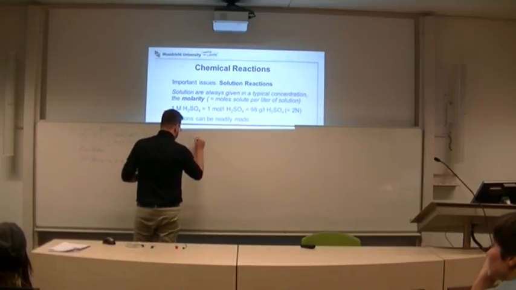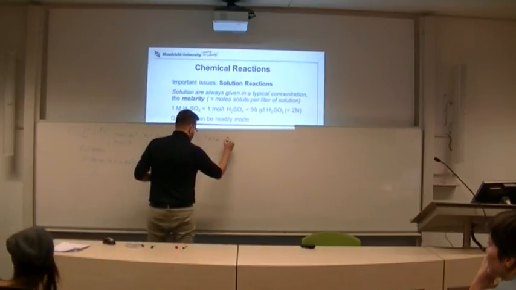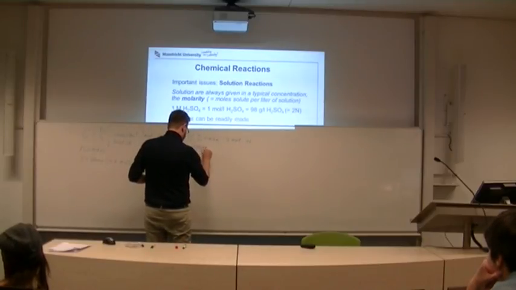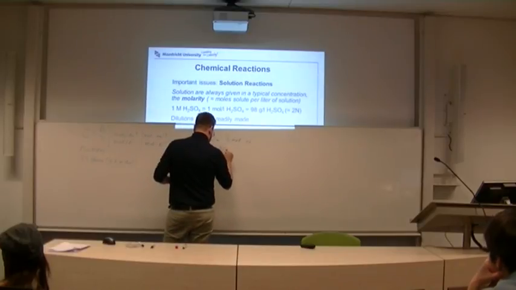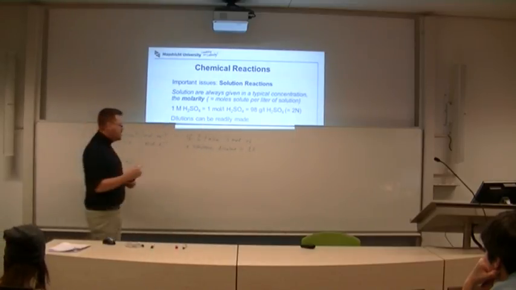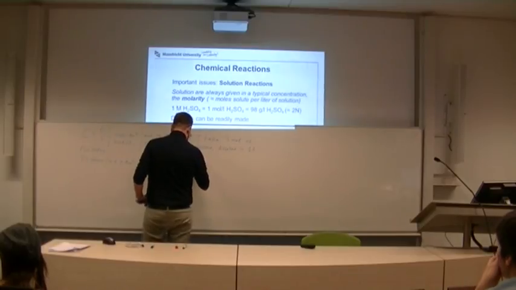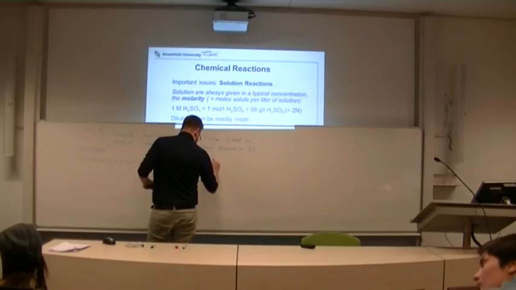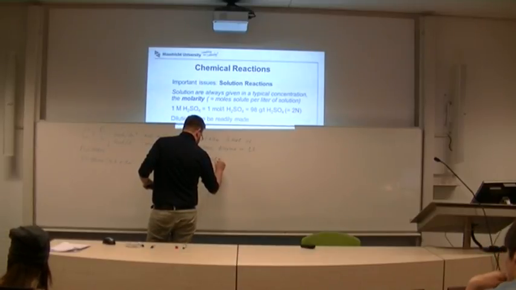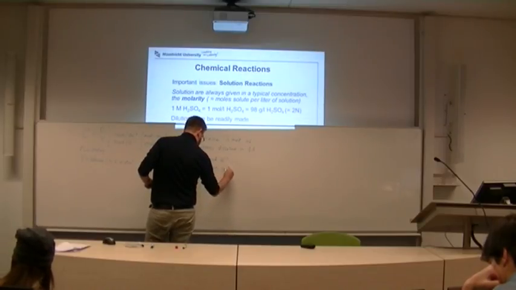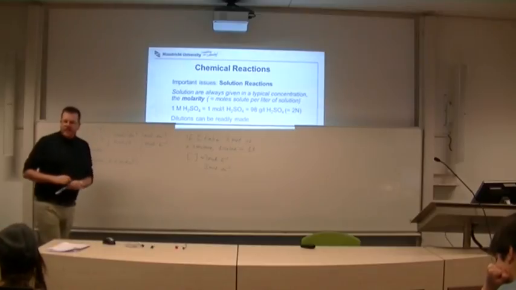So if I take 3 moles of a substance dissolved in 1 liter, what is the concentration? 3. The concentration is, sometimes you can write it like that, with the square brackets meaning concentration, is 3 moles per liter, or 3 moles per decimeter cubed. We call that the molarity.